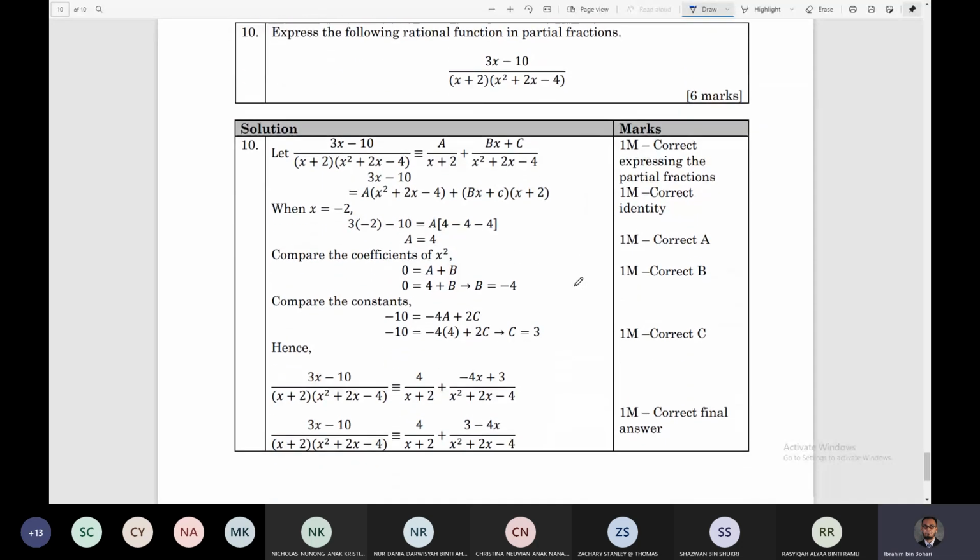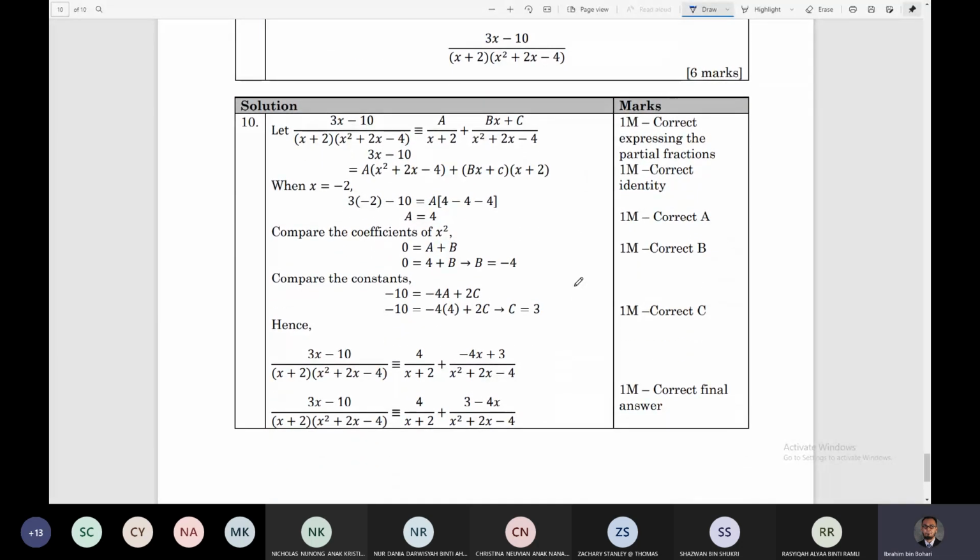Okay, question 10. 3x minus 10 over x plus 2 times x squared plus 2x minus 4. Yang ini macam question A tadi ya. First denominator x plus 2, this one the linear denominator, and x squared plus 2x minus 4, quadratic denominator. Okay, ada dua kat sini.